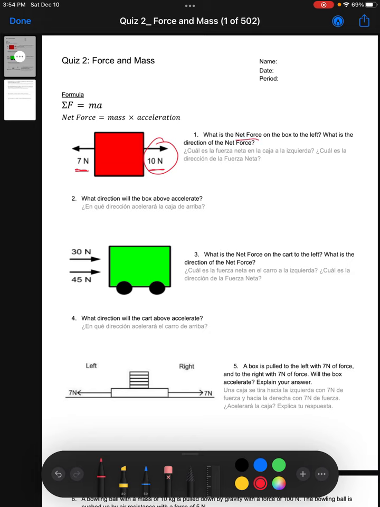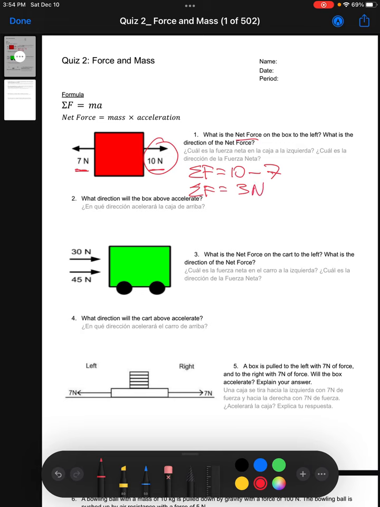So what is the net force on this box? Well, the net force is 10 minus 7 because these forces are in opposite directions. So because the forces are in opposite directions, you subtract 10 minus 7. And so the net force on this box is 3 newtons.